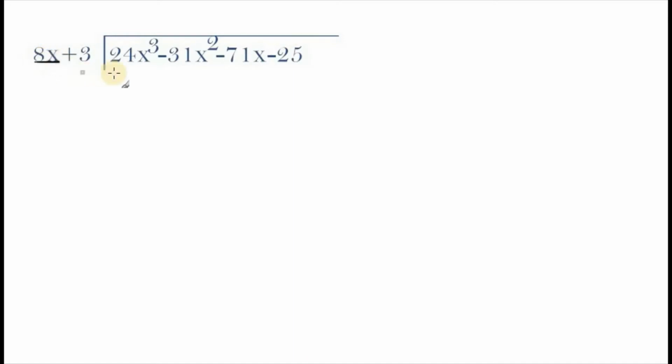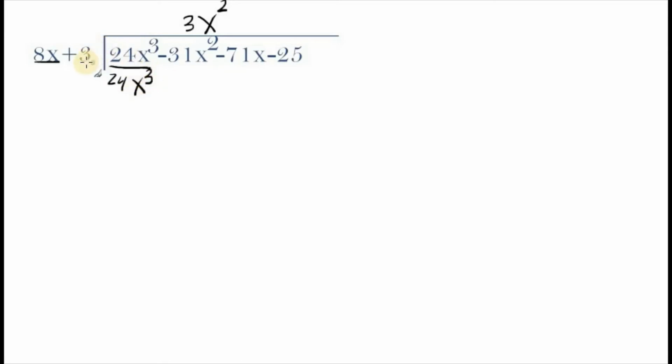look at this number here and the first number, which is 24x cubed. So what times 8x will give you 24x cubed? So we know that 8 times 3 will give you 24, and x squared times x will give you x cubed. So then you'll write down 3x squared over where it says x squared.